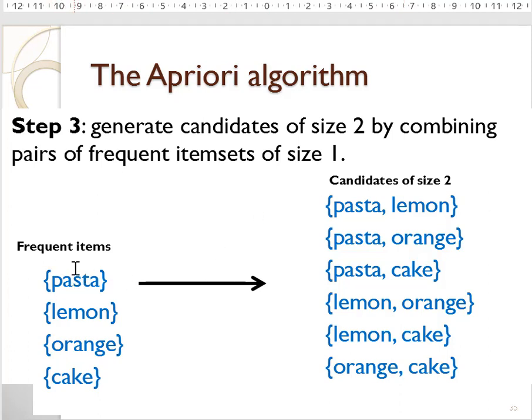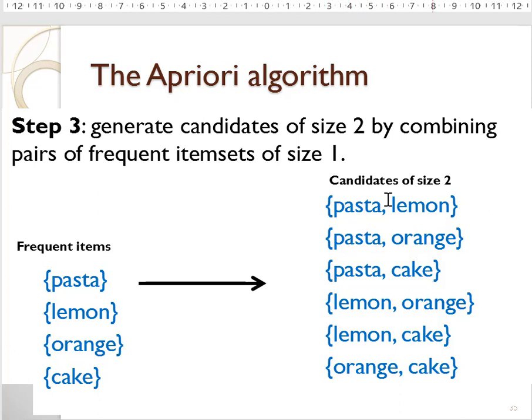So we take pasta, we combine with lemon. So pasta, lemon. Pasta with orange, that makes pasta orange. Pasta with cake, that makes pasta cake. Then lemon orange, then lemon with cake, and then orange with cake. So we combine all of these one by one together to get some candidates with 2 items. What is important is that all these candidates of size 2 might be frequent. We don't know yet. But you can observe that we don't look at bread. Everything with bread we don't consider because we eliminated bread already.